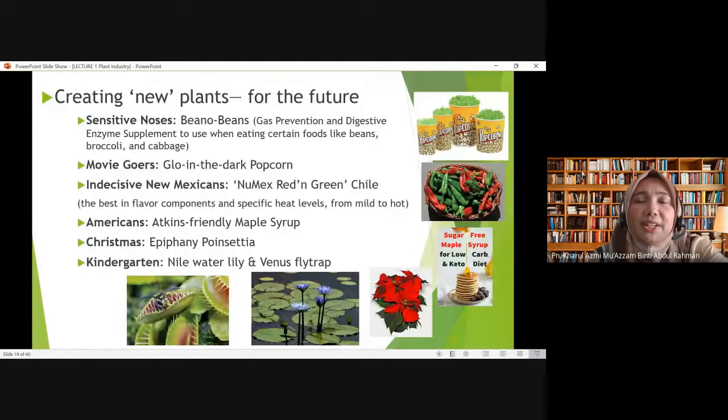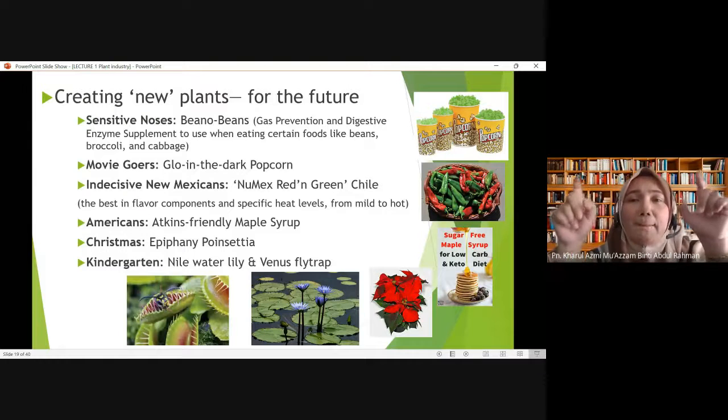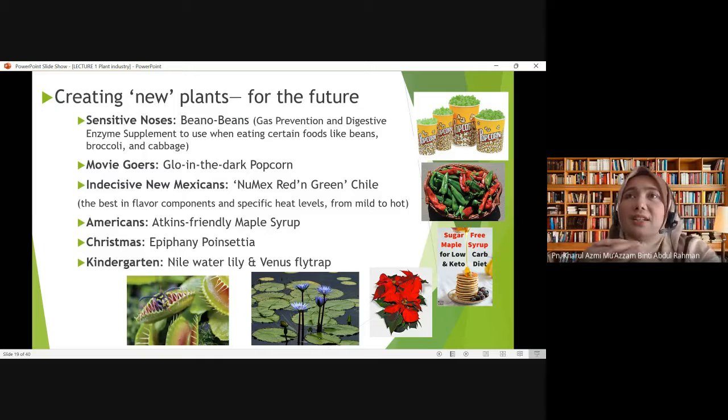Okay, so next is creating new plant for the future. Maksudnya genetic engineering ni kita akan macam mencipta satu tumbuhan baru. Baru tu bukan bermaksud yang baru totally different, tapi kita cuma alter the gene sahaja untuk karakteristik yang kita nak saja. Okay, contohnya kita ada, kalau sensitive noses, ada yang hidung dia sensitif kan. For example, Beano. So Beano is a gas prevention and digestive enzyme supplement to use when eating certain food like bean. Ada orang yang bila dia makan kacang-kacang ni dia jadi macam nak bersin ke apa ke. So kita ada Beano ni sejenis suplemen ya untuk membantu mereka menangani sensitif tersebut.